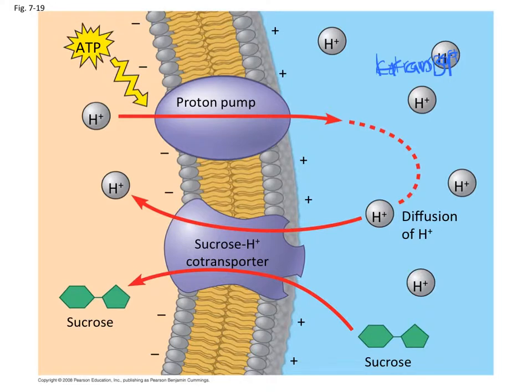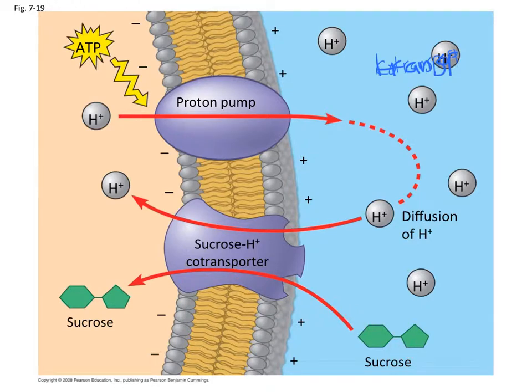But as they diffuse into the cell, in this case, they can take sucrose along with them. Sucrose is going from low sucrose to high sucrose, making this part active transport, low to high. So we have active transport because of the ATP for the pump. We have active transport because we're putting the molecule that comes along for the ride for the co-transport. That's going from low to high.